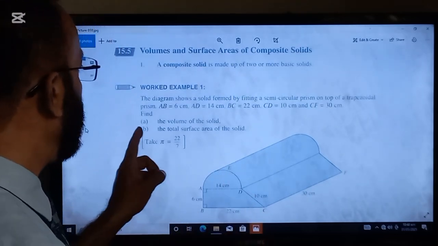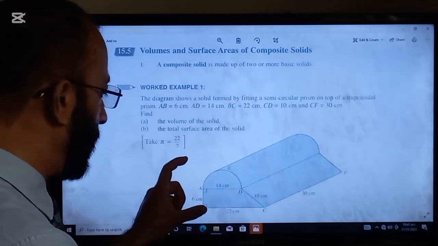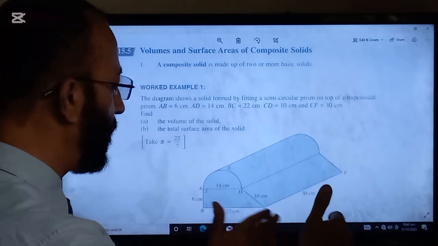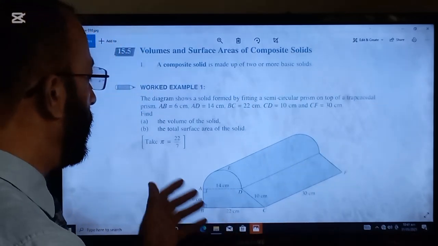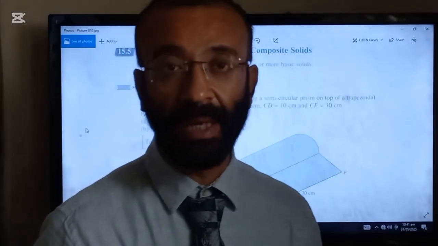So the formula for the total surface area of the solid is the perimeter of the cross-sectional area multiplied by the length between the cross-sectional areas, plus 2 times the area of the cross-section. Put all the values into the formula and it will give you the answer.